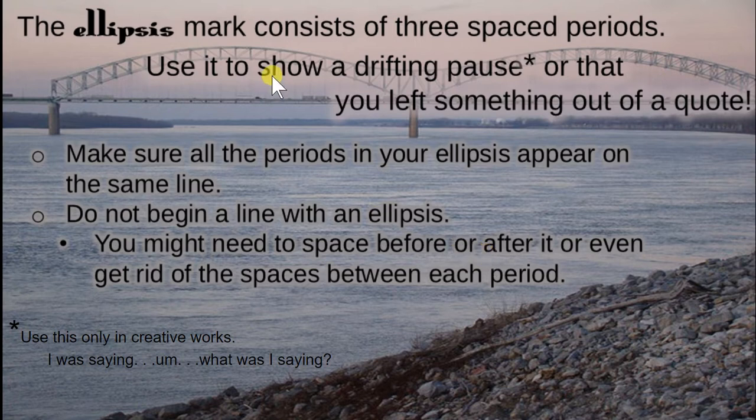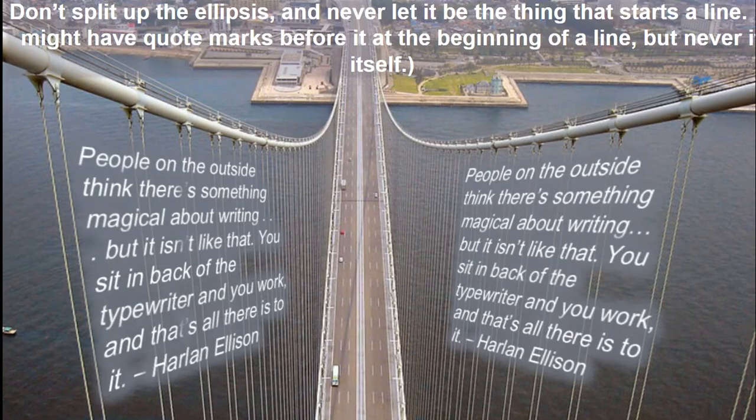and you don't begin a line with an ellipsis. Now, you use it to show a drifting pause, and notice down here, that's only in creative works. I was saying... What was I saying? Something like that. So very informal essays, if you're writing a blog post, something like that. But otherwise, you want to avoid that usage of it in formal essays. And I'll show you the other way we use it. Well, we use it when we leave something out of a quote. And so that's really what we're looking at in this class for the most part.